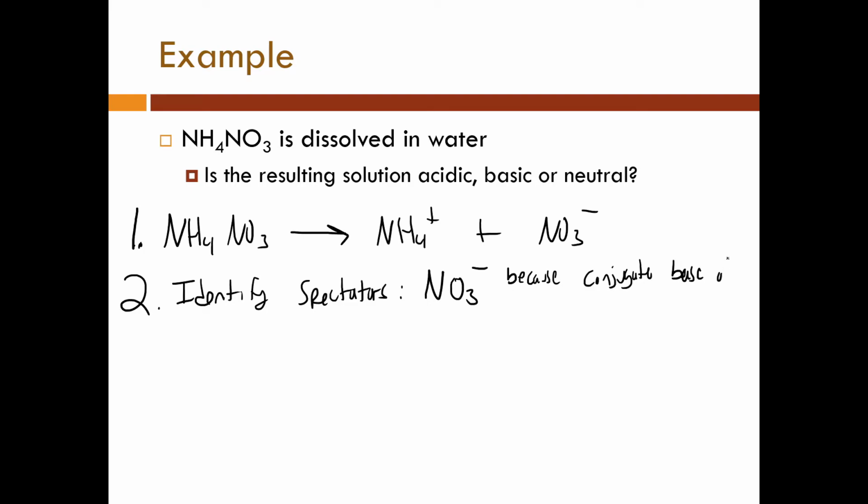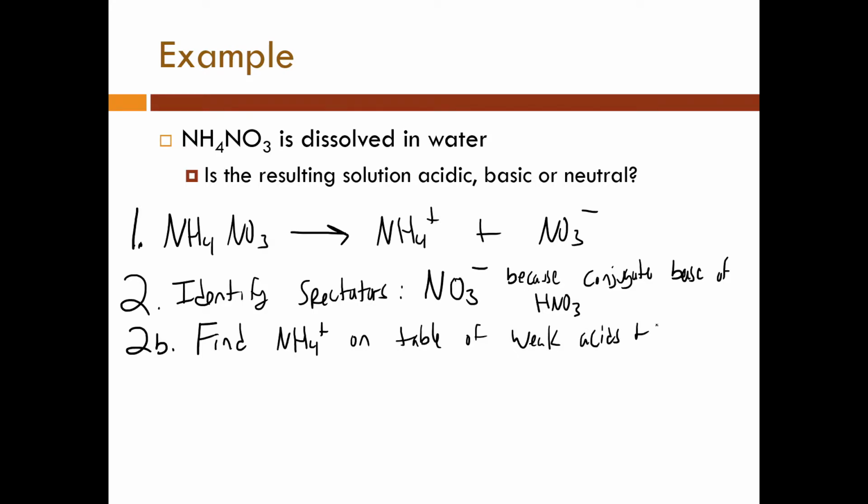So I'll write that down: conjugate base of HNO3. So what does that mean then for NH4? So I'll put down 2B. Find NH4+ on the table of weak acids and bases. So what I mean by that is I'll bring up the Ka table that we've been working with for the last couple of lessons.